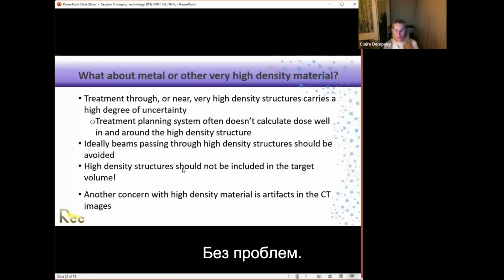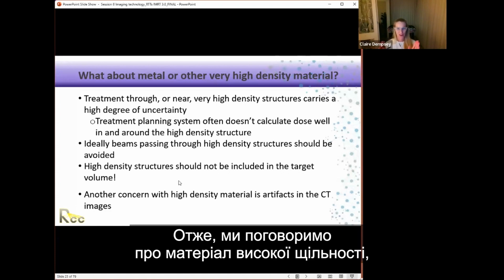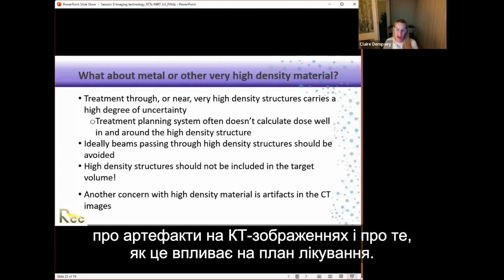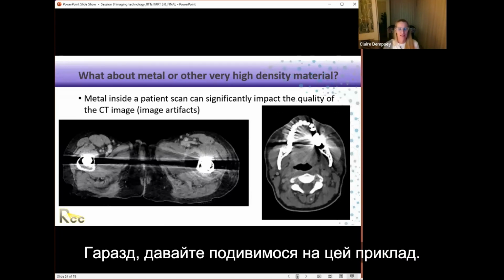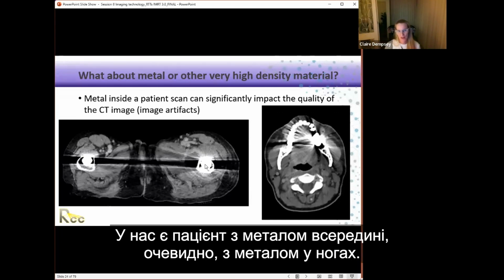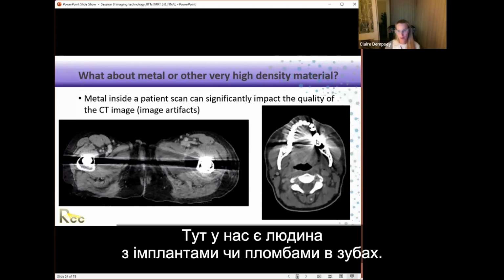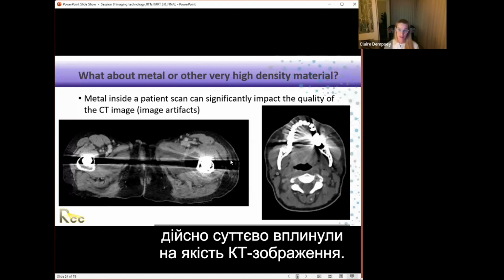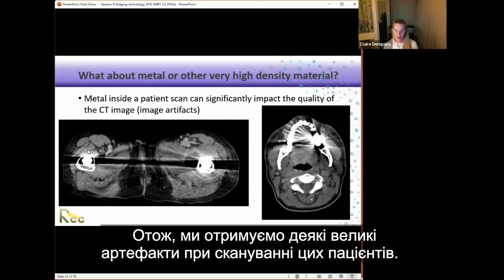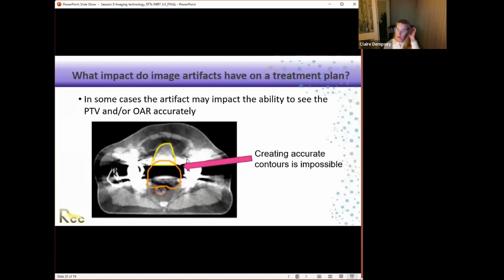All right, no problem. Okay, so we're going to talk about high density material, the artifacts you get in your CT image, and how that impacts your treatment plans. Let's look at this example. We've got a patient with some metal inside them, obviously metal in their legs. Here we've got someone with some implants or fillings in their teeth. You can see that the artifacts the metal has created have significantly impacted the quality of the CT image. We're getting some big artifacts running through these patients.